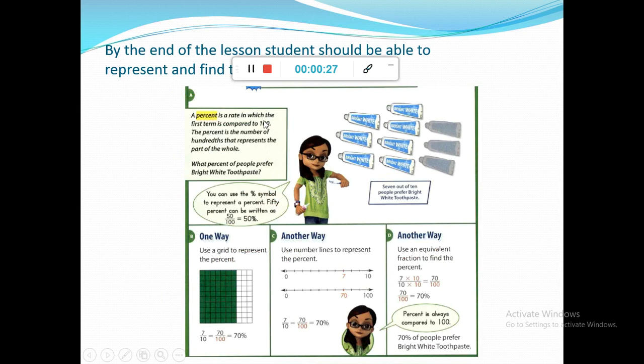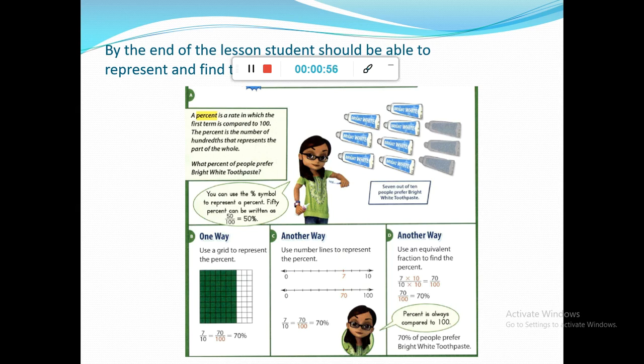What is the percent? What's a percent? A percent is a rate in which the first term is compared to 100. So always the second term is 100. So it's out of 100. So we can write it as percent. Percent means out of 100. The percent is the number of hundreds that represent the part of the whole. So the percent is the number of hundreds, parts of 100.